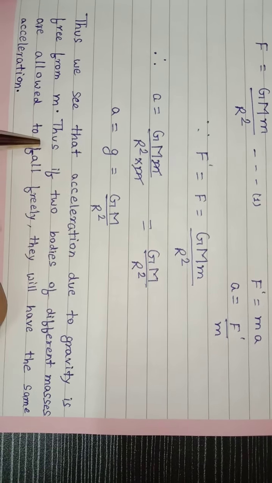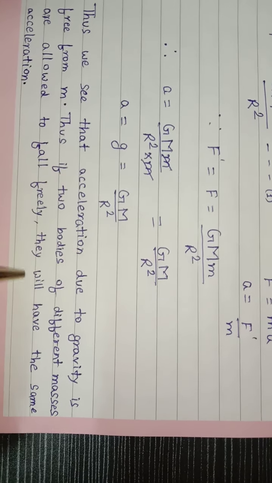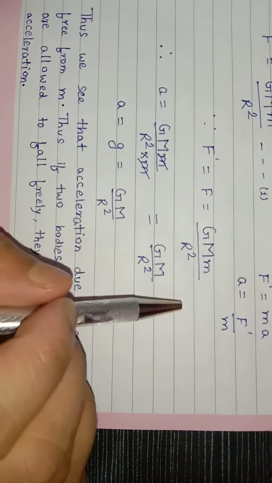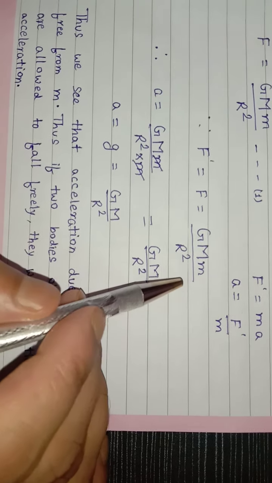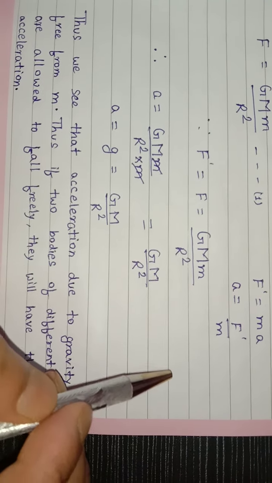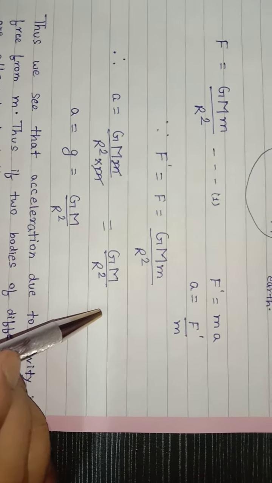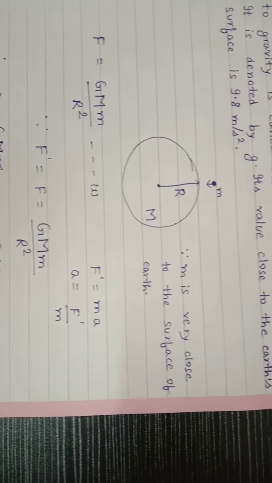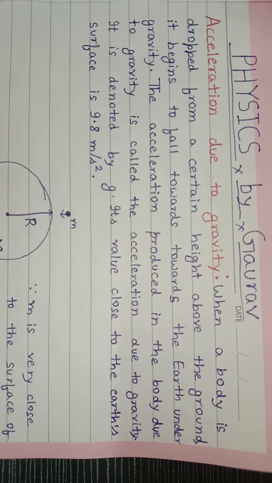That means we can think that if two bodies of different masses are allowed to fall freely, they will have the same acceleration. Let us consider that there are two bodies falling towards the earth. One body is of mass m1, the second body is of mass m2. Now when they fall towards the earth, both of them will have the force of gravitation acting on them. Now due to those forces of gravitation, acceleration due to gravity will be taking place in them.